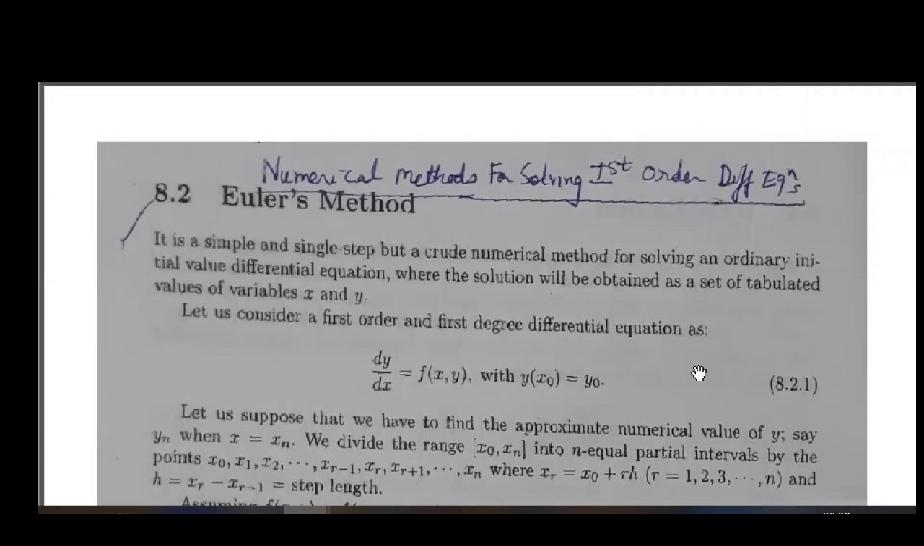Methods for solving first order differential equation. Okay, so this is a standard form of first order differential equation, and it has some initial value attached with it. So it is an initial value problem. That means y at the point x0 takes the value y0. This form is obviously something you are quite habituated with at this level. So we are just trying to solve this equation in a numerical procedure.